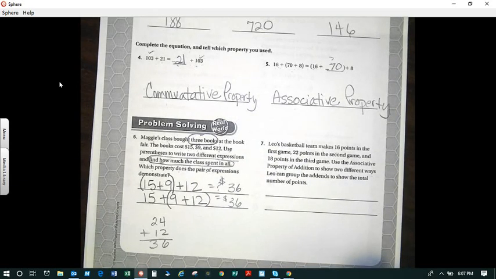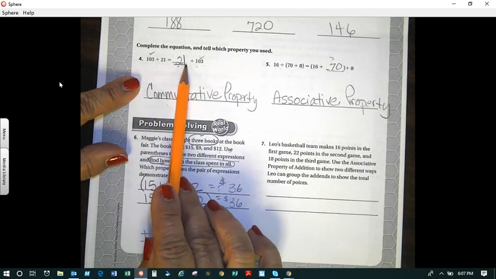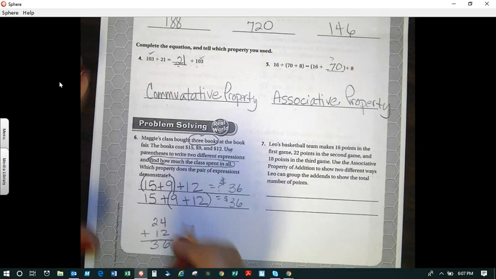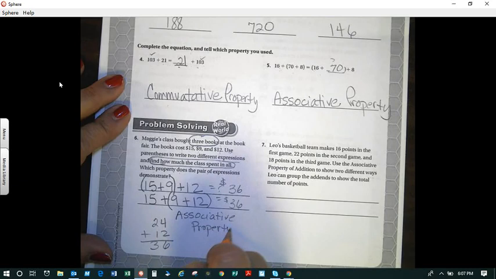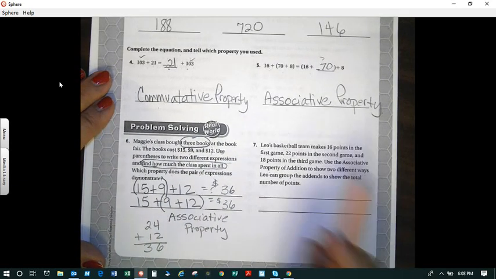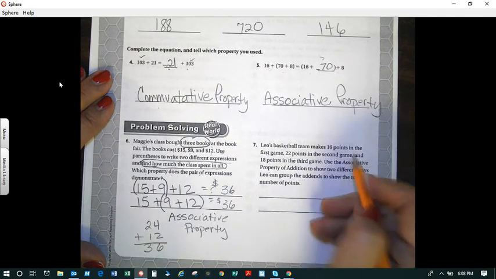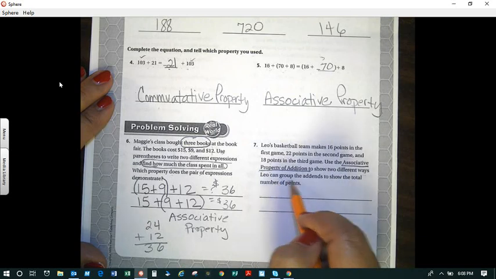Very good. Which property did we use? Looking up here, the numbers flip, the parentheses move. So which property did we use here? You got it. Associative property. Let's take a look at number 7. Leo's basketball team makes 16 points in the first game, 22 points in the second game, and 18 points in the third game. They want us to use the associative property of addition to show 2 different ways Leo can group the addends to show the total number of points.